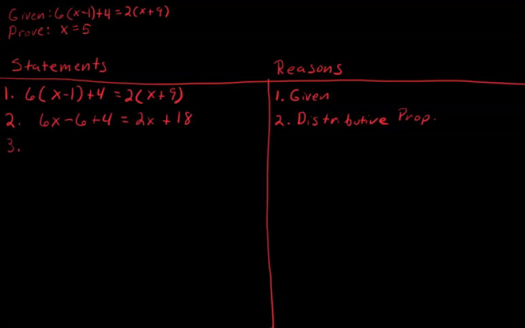We would continue then trying to get x by itself on one side. On the left, we should notice that we have 6x minus 6 plus 4. So we have like terms, a minus 6 and a plus 4, and we probably want to take care of that first. So we get 6x, and a minus 6 plus 4 leaves us with a minus 2. And we have 2x plus 18 left on the right side.